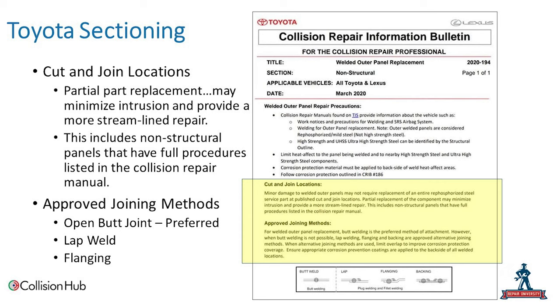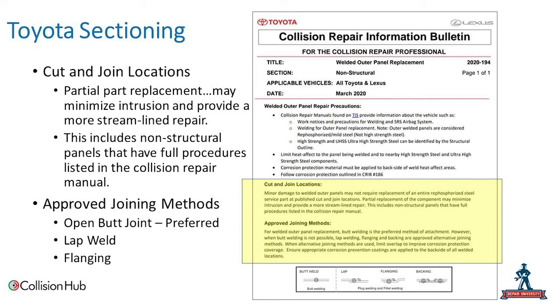CRIB bulletin 194. This one mentions for cut and joint locations, minor damage to welded outer panels may not require replacement of an entire steel service part based on those published cut and joint locations. Partial replacement of the component may minimize intrusion and provide a more streamlined repair. This includes non-structural panels that have full procedures listed in the collision repair manual.